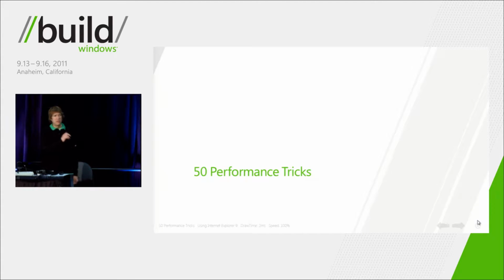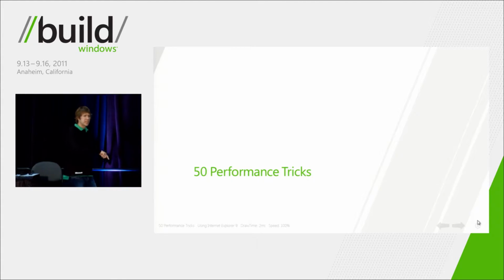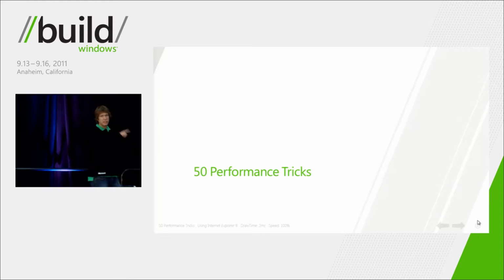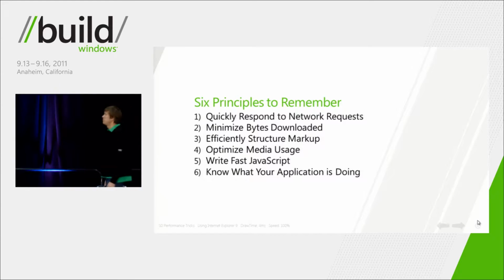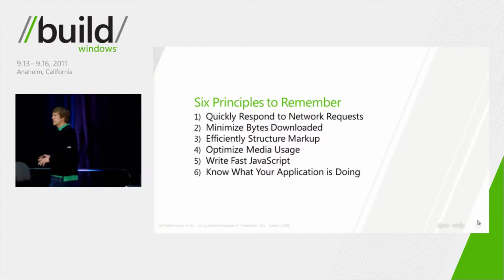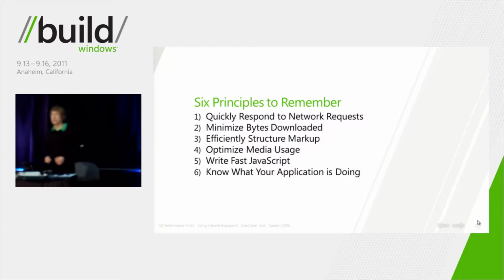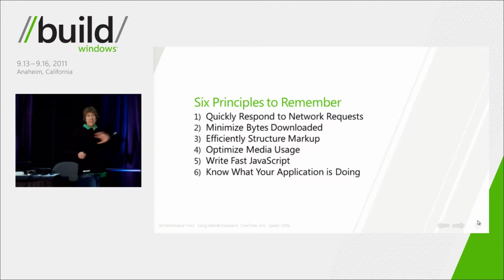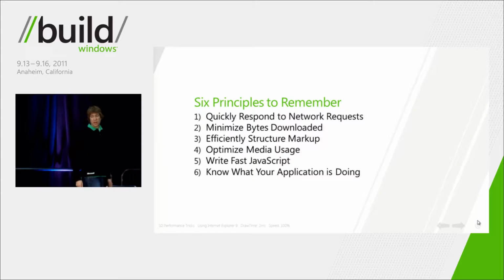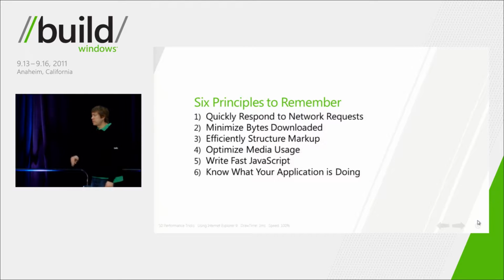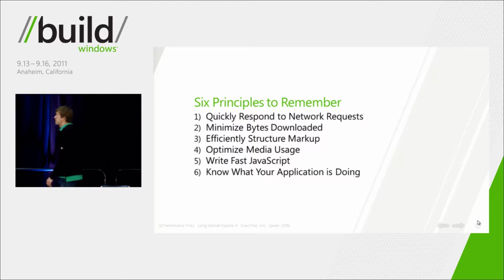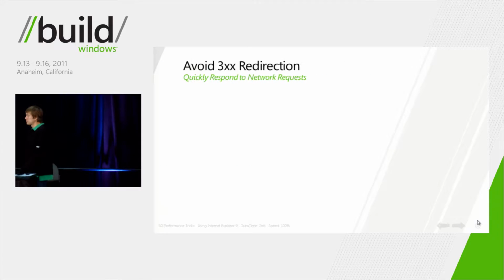Okay, so let's jump into the 50 performance tricks. Again, everything we're going to talk about today is about decreasing that CPU time, increasing parallelism, and improving your performance. Now, the 50 tricks we've organized into 6 different principles. Really, at the end of the day, these are the 6 principles I would like you to walk away with. And the first principle is to quickly respond to network requests. So let's take a look at that.